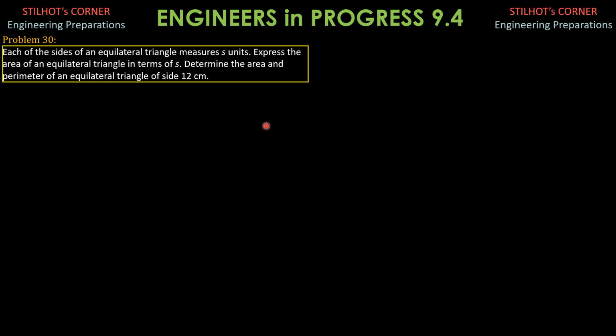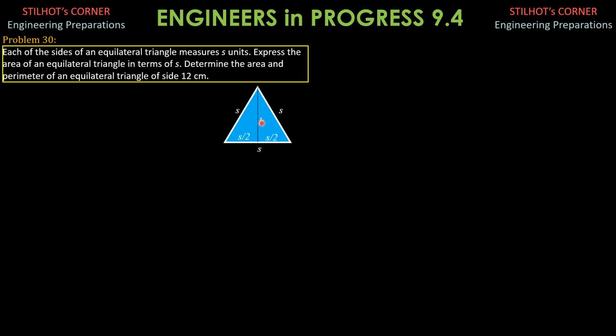So first, let's derive the area in terms of the side. So this is an equilateral triangle. If we drop an altitude from this vertex down, the base will be bisected by that line, and the line is perpendicular to the base, and therefore this is S over 2. We'll call the altitude H, S over 2, S over 2. So area equals 1 half base times height, where the base is S and height is H.